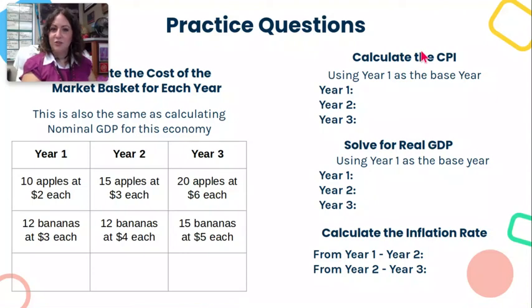Hey, I wanted to share some more practice questions with CPI and inflation, when you have a table that looks similar to the one on the screen. You can pause at any time to work the questions out yourself, but I wanted to show you how to work each step and what the answers would be.